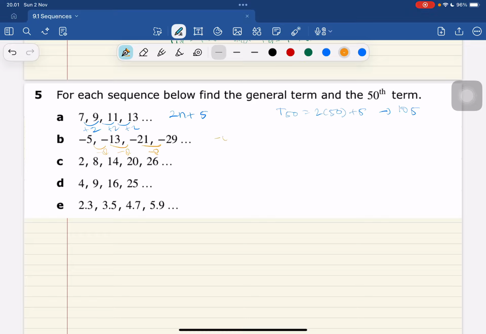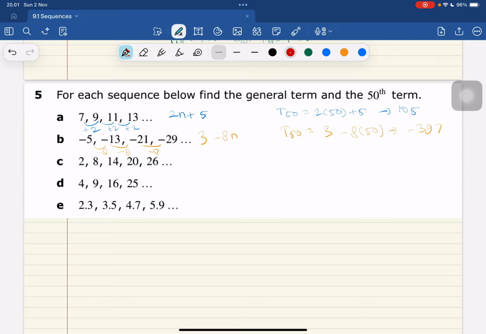So we can make it minus 8n. And then to make it into minus 5, it is going to be plus 3. So 3 minus 8n. Correct. So T50 is going to be 3 minus 8 times 50, which will give us the answer of minus 397.